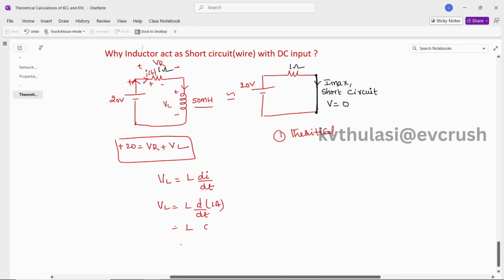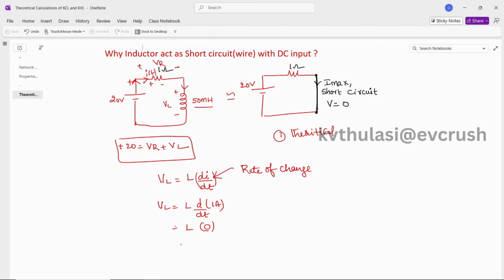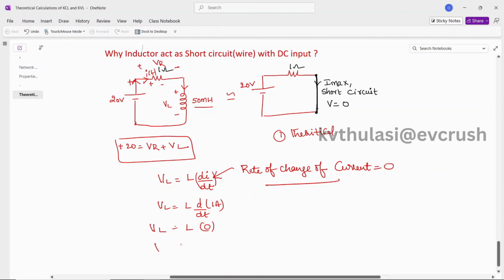Differentiation of a constant is 0, where this di/dt we are going to call the rate of change of current. The rate of change of current with the DC supply is 0. So when a DC supply of 20 volts is given, the rate of change of current is 0. Automatically this term will become 0. Therefore the voltage across the inductor VL is equal to 0 volts.